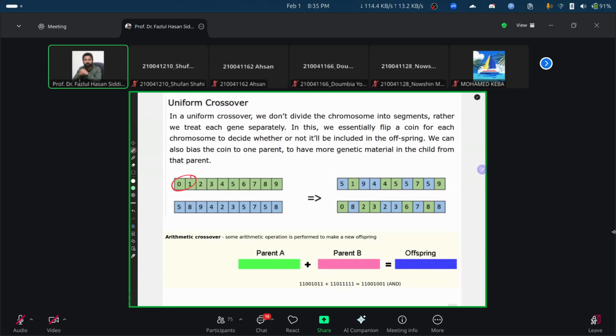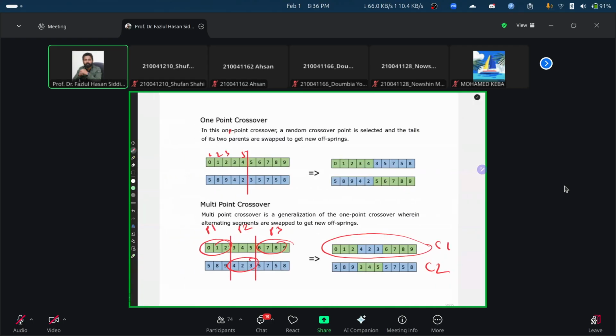So these two from parent one, then the second two from parent two, the third two from parent one, fourth two from parent two, and this way you can pick. Even though the example is a little different from what I'm saying, the uniform crossover is doing the crossover in a uniform way, 1 1 1 1 or 2 2 2 2. It is almost similar to the multi-point crossover.